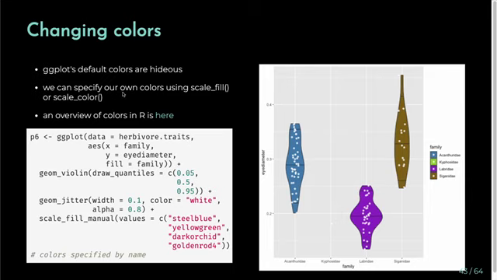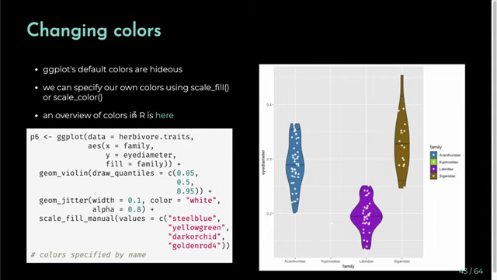So we can change the colors using scale_fill or scale_color as a plus argument in your ggplot. So basically another layer in your ggplot. If you want to get an overview of all the colors that are available in R, you can go to this link, just follow this link in the slideshow.